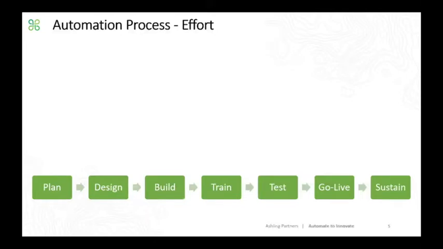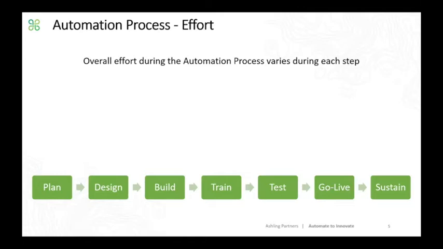Starting with the automation process itself, we have a sequence of stages that we go through. We move through a planning phase into design. Once we've designed an automation, we get into the build. From the build, we go train, test, and then move into production, and eventually into sustain. The interesting piece is that even though it looks like it's all on the same level, the overall effort for each step really varies.